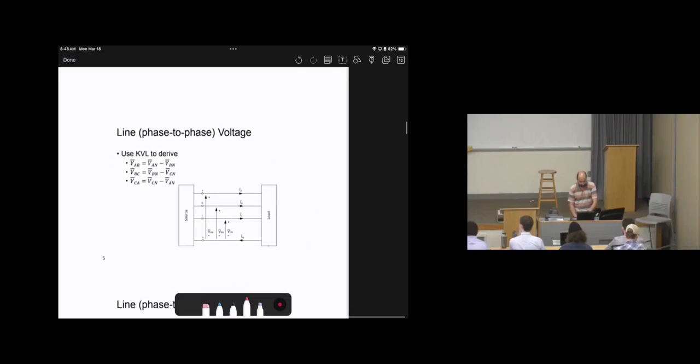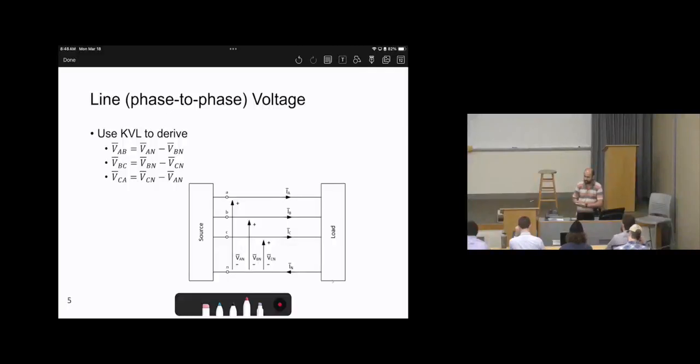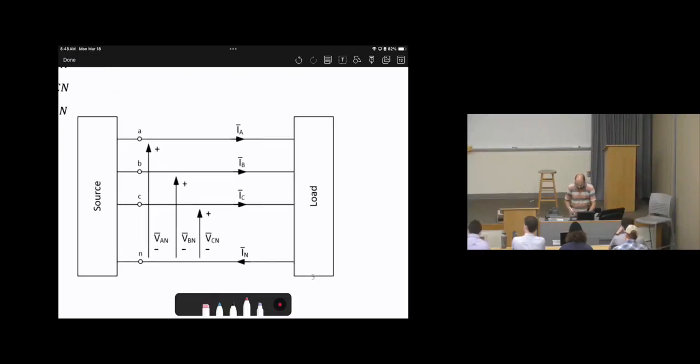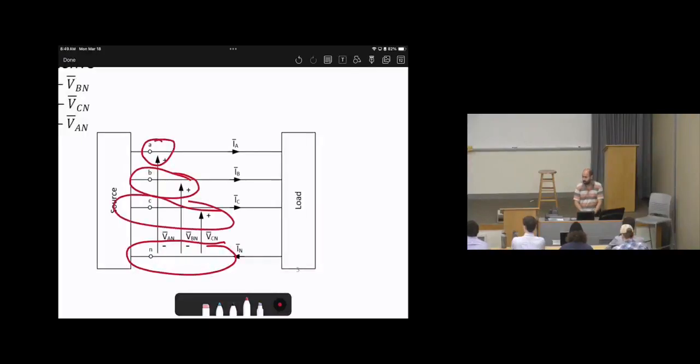Okay, now there is something other than the voltages that we call line to neutral. There is another type of voltages called line to line. We used to put the negative at the neutral, and then put one positive at A, one positive at B, one positive at C. That's what we used to do.